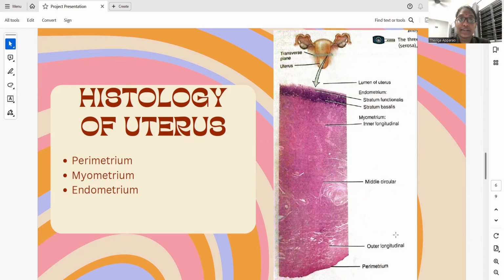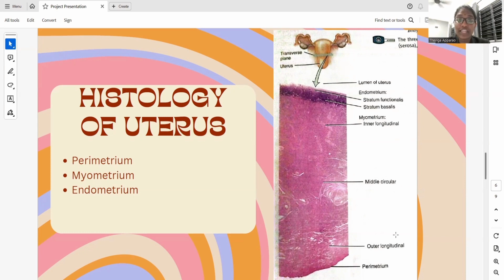Body of uterus contains three layers, which are endometrium, perimetrium, and myometrium. Perimetrium is lined with simple squamous epithelium and composed of perimetrial connective tissues. Laterally, it becomes the broad ligament, and anteriorly, it covers the urinary bladder and forms a shallow pouch, which is known as the vesicouterine pouch.